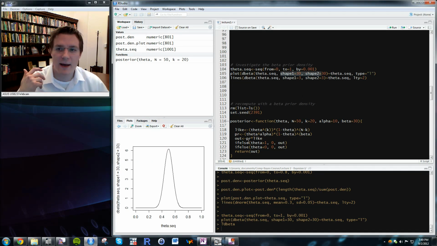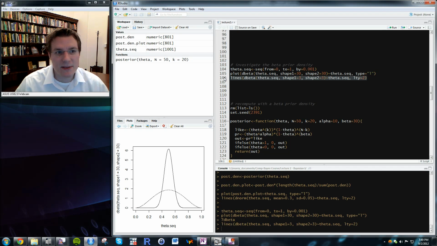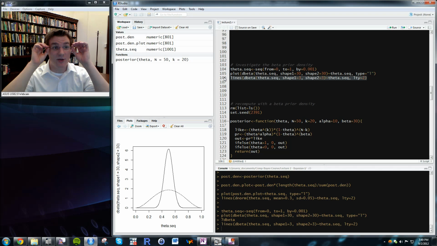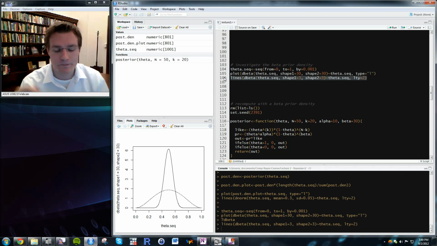So if I have 30 successes and 30 failures, the beta prior is centered on 0.5, which is exactly what we would expect, half successes and half failures, and has some kind of spread. Now, if I reduce those successes and failures to 3 and 3, I'm still centered on 0.5, but a lot less certain about that, which makes sense because if I've only observed 6 total trials, I don't really have very much information, and so I'm less certain.